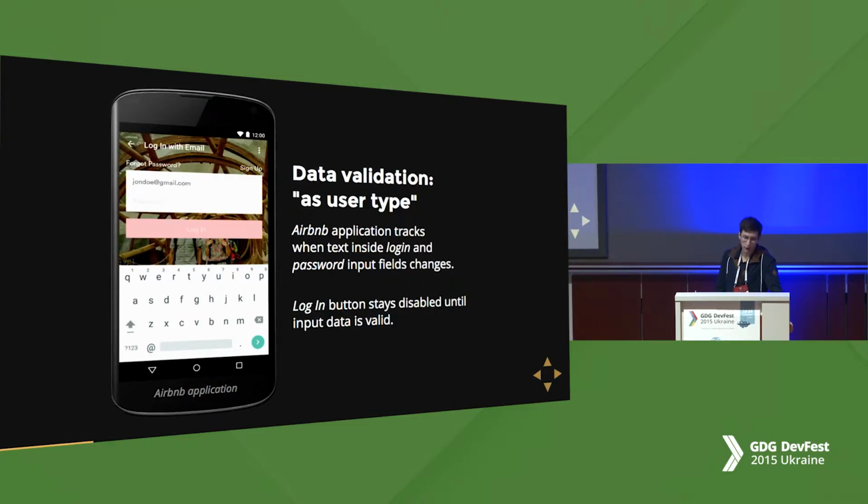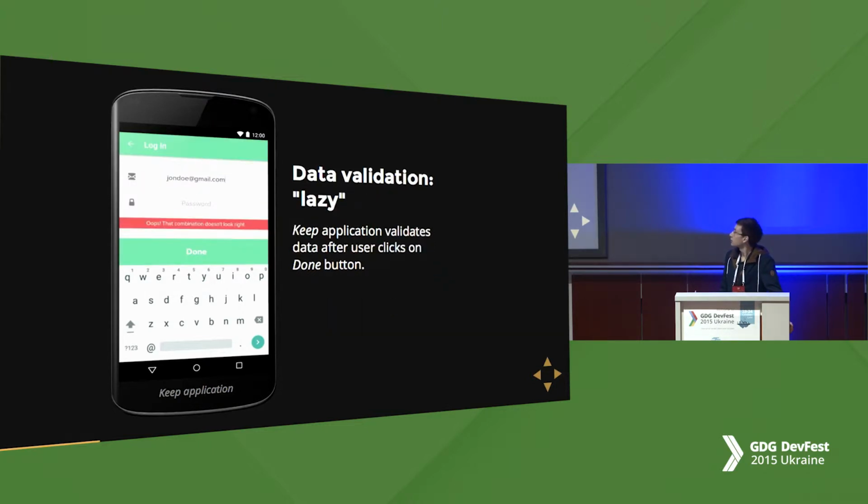The Airbnb application provides as-user-types validation, so it tracks when text inside the login and password input fields changes, and it switches the login button to enabled or disabled state. Lazy data validation, as you can see, keeps the application just showing you an error message only when you click the done button, and provides validation after the user clicks a done button.